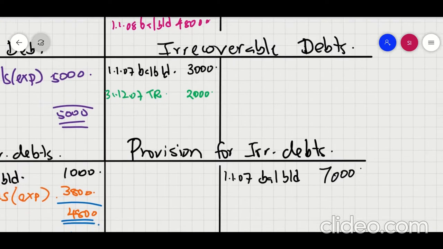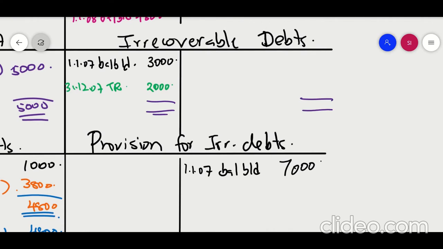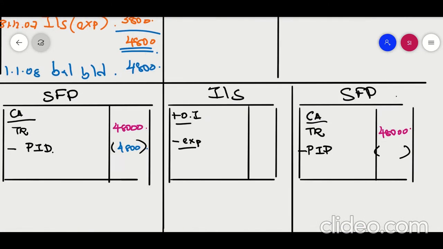Now it's time for us to balance the irrecoverable debt account. Debit side is greater, 5,000, 5,000, 31st 12/07 income statement. Now let's enter this 5,000 under the expenses in income statement as irrecoverable debts.